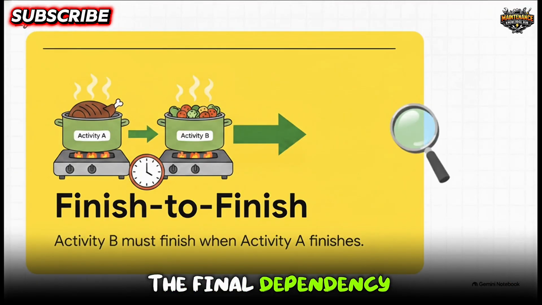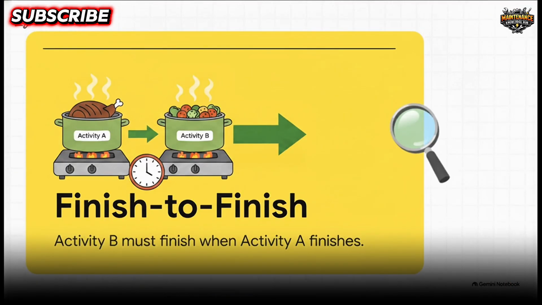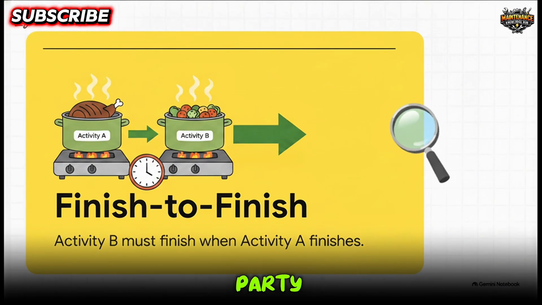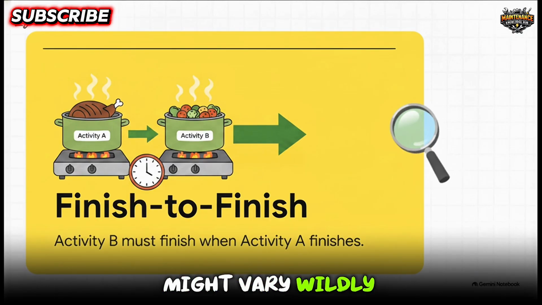The final dependency we'll cover is finish to finish. In this scenario, activity B must finish when activity A finishes. The two activities are tied together at their very end point. Imagine you're catering a massive dinner party. You want the task of cooking the main course and the task of preparing the side dishes to finish at the exact same time, so everything is served hot. The start times might vary wildly, but the finish times are strictly synchronized.